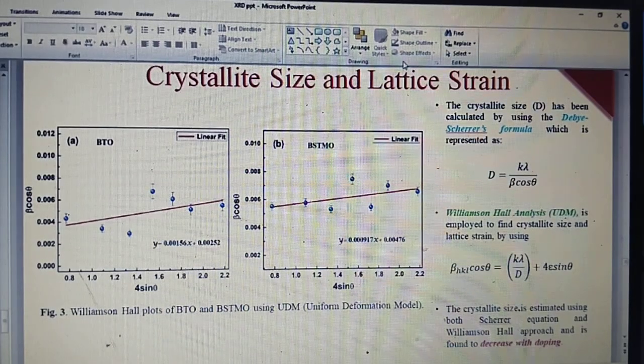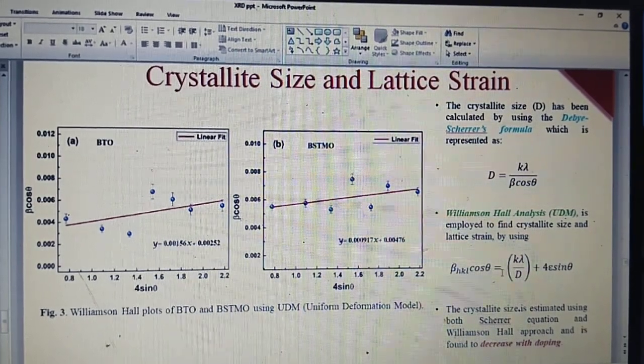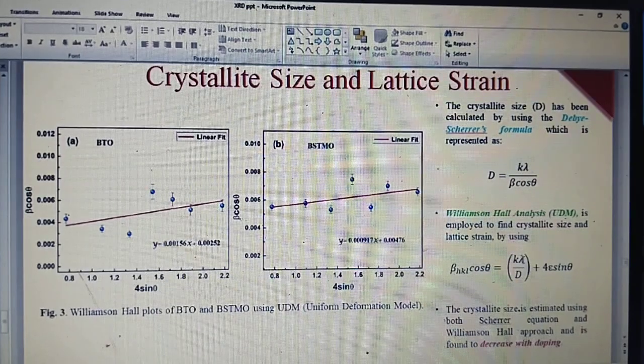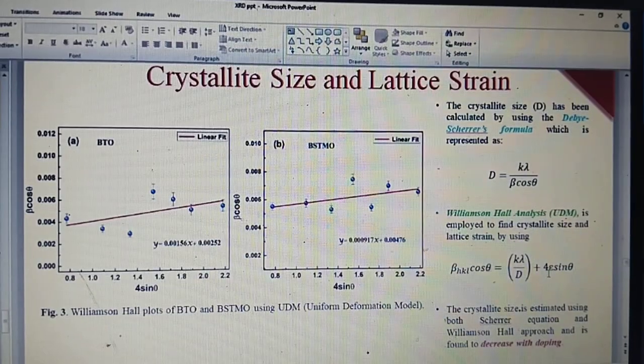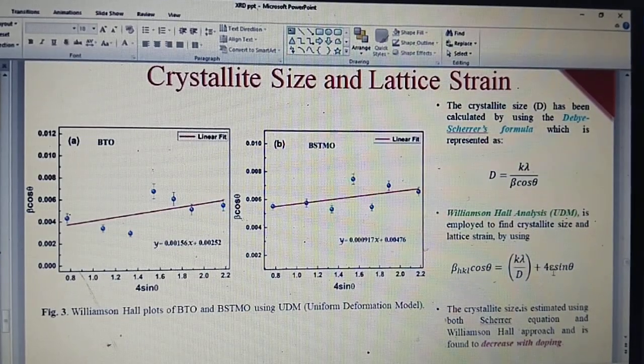And for this you just plot beta cos theta versus 4 sin theta. This is the relation. Theta is the angle which you are using in the XRD pattern. Beta is the full width at half maxima. Lambda is the wavelength which you are actually using. D is the crystallite size. And epsilon, which we are using here in 4 epsilon sin theta, is the strain.